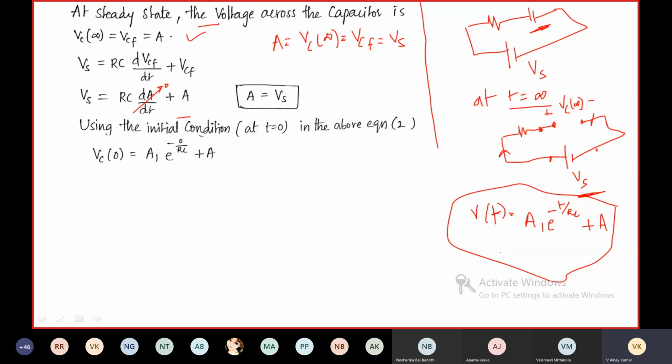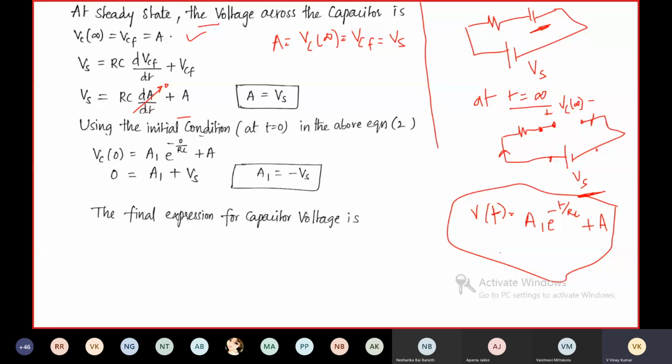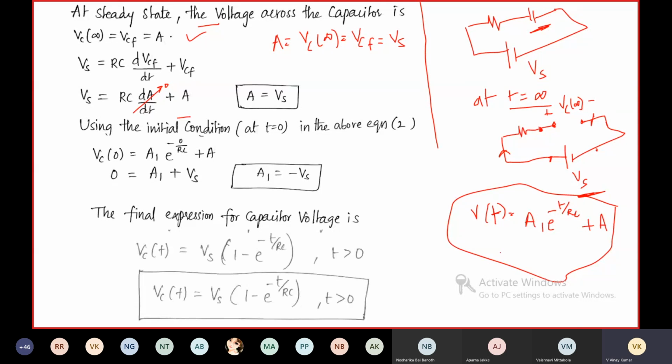Using the initial condition in this equation, Vc of 0 is equal to a1 e power minus 0 by RC plus a. We already got the value of a is equal to Vs, then a1 is equal to minus Vs.